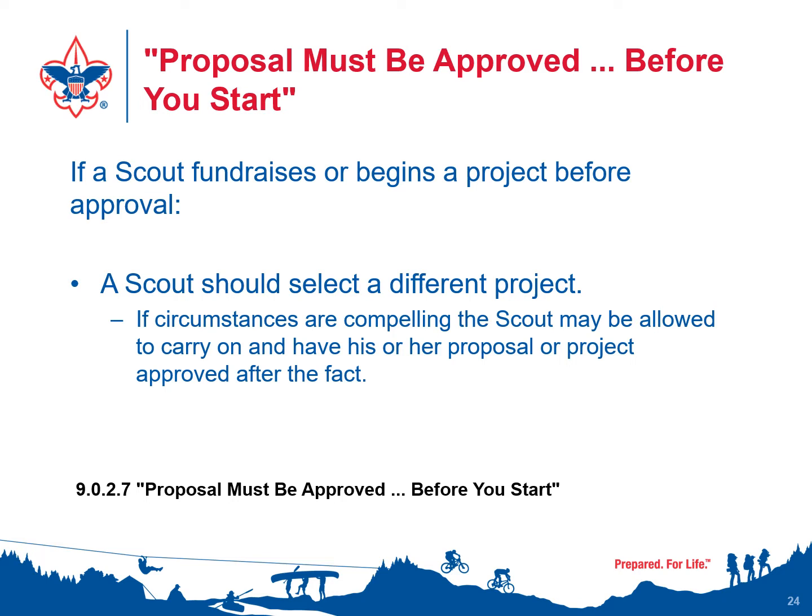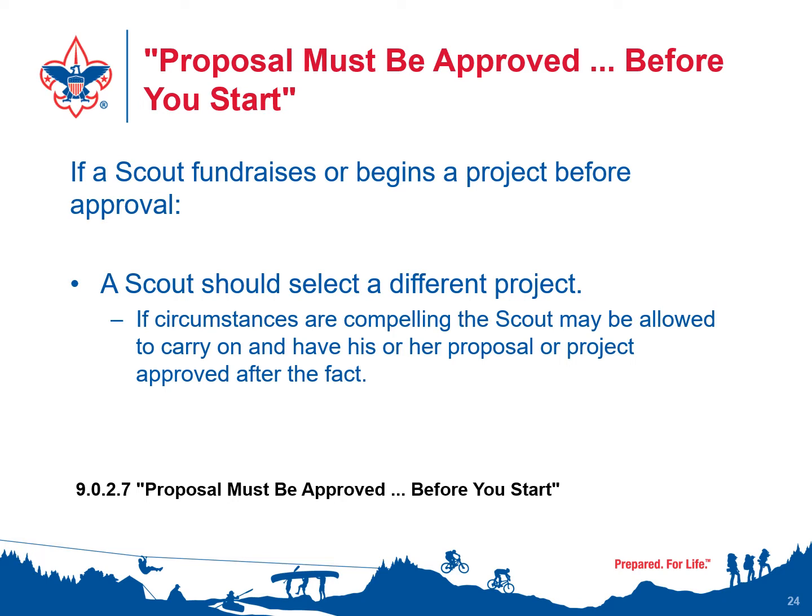Now, if a scout has a circumstance that's compelling, usually having to do with time, the scout may be allowed to carry on and have their proposal or project approved after the fact. Especially if you would have approved it anyway. Somebody, the unit leader or somebody, said, oh, you don't need to get the district approval, just go ahead and do it. And it's a good project, and the scout does it, and then they come back to you after the fact and say, well, we already did the project. If you would have approved it anyway, then it's just an administrative issue, and it's up to you, but you can go ahead and approve it.